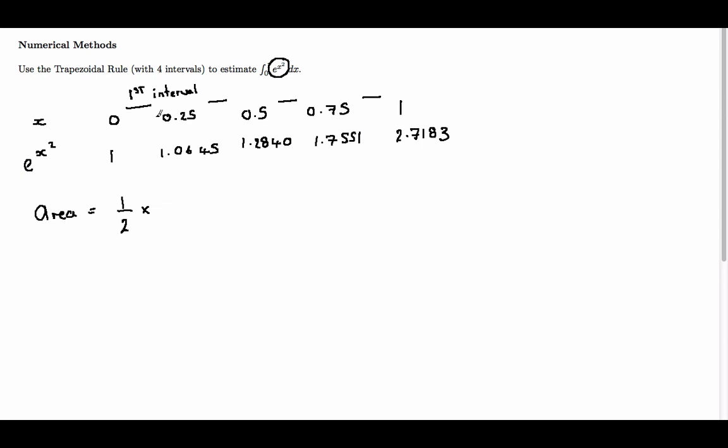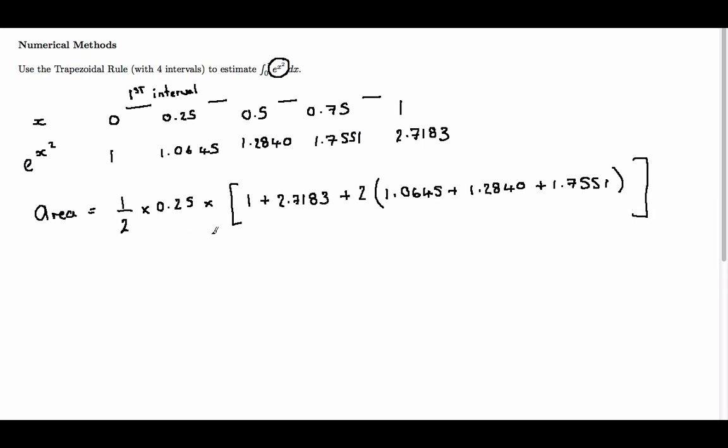So the interval here is 0.25 multiplied by the first term, which is 1, the last term, which is 2.7183, plus twice everything else in between. So that is 1.0645 plus 1.2840 plus 1.7551.